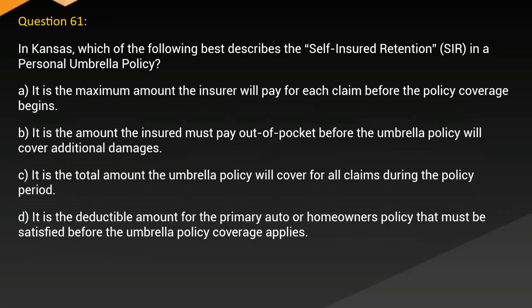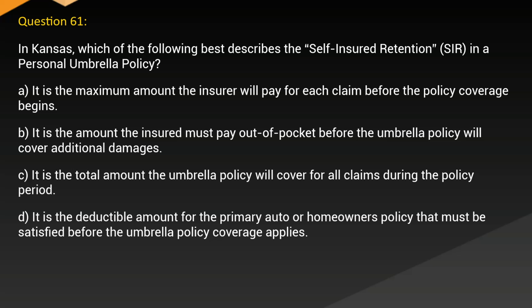Question 61. In Kansas, which of the following best describes the self-insured retention, SIR, in a personal umbrella policy? A. It is the maximum amount the insurer will pay for each claim before the policy coverage begins. B. It is the amount the insured must pay out of pocket before the umbrella policy will cover additional damages.